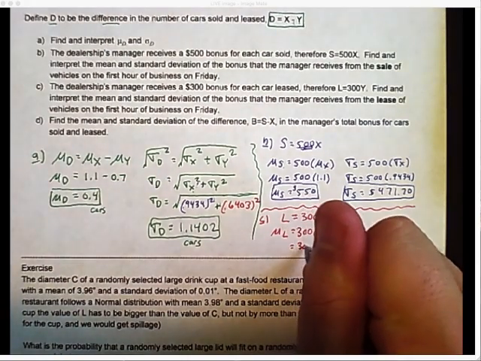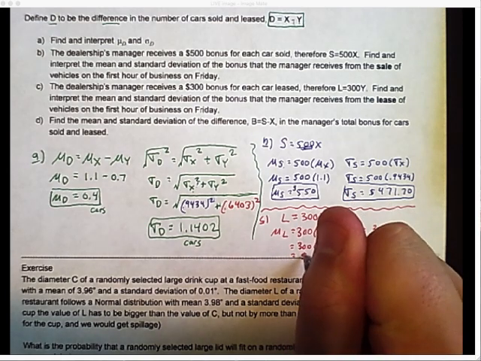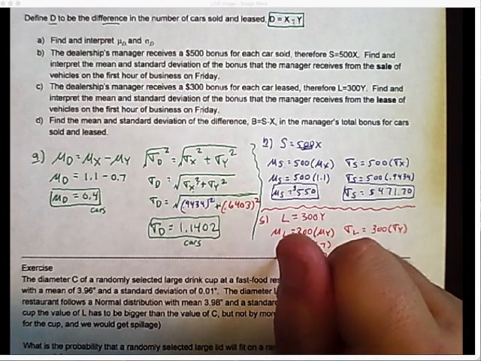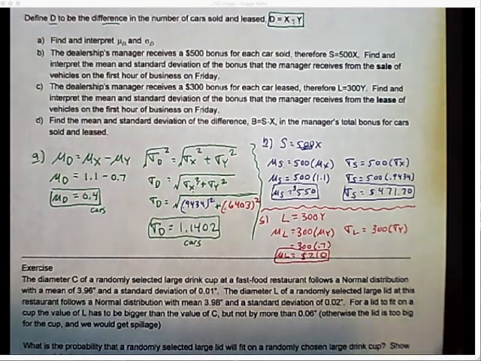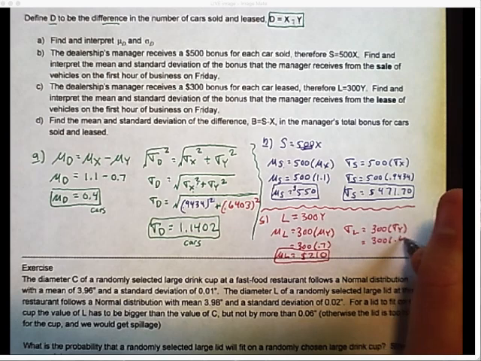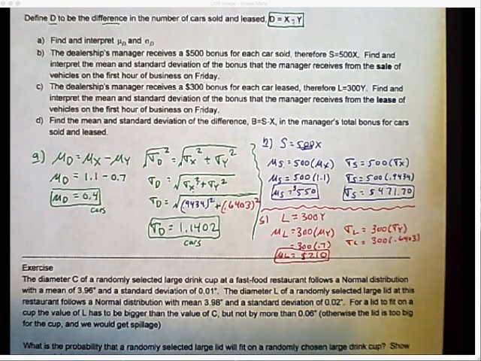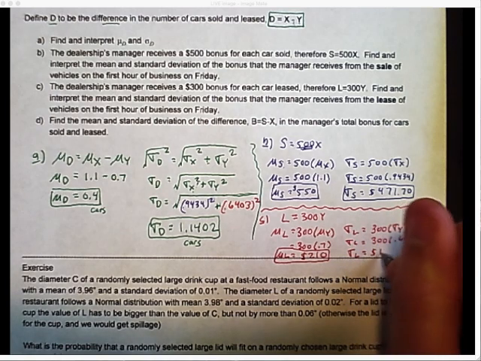So this would be 300 times 0.7, which turns out to be 70% of 300 is 210. So mu of L is 210. And over here, we would take 300 times 0.6403, which is approximately $192.09.